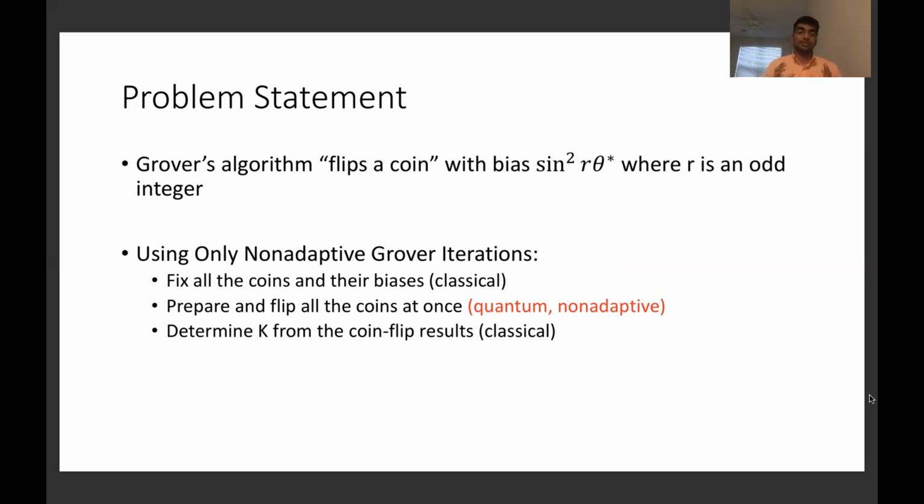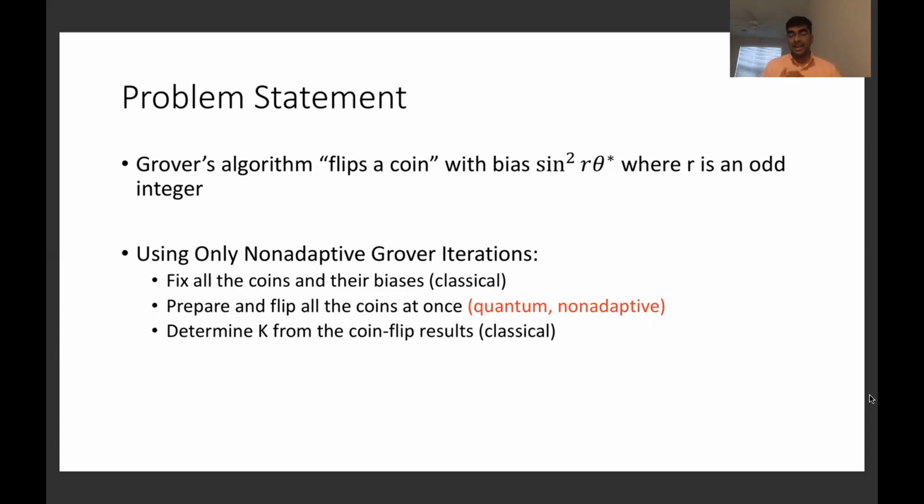So using this as abstraction, we can characterize non-adaptive Grover iterations as follows. At the beginning of the algorithm, we decide on a bunch of coins we want to flip and their corresponding biases. So we must decide what number of coins we want to flip, and for each of them, what the value of r is going to be. And this is a purely classical step. We fix this. And then in the second step, the quantum step, we do these Grover iterations, which here corresponds to preparing all the coins and then flipping them.